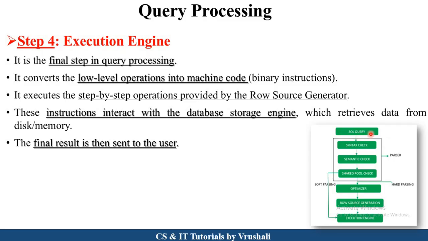Let's revise. There is a SQL query. When you execute the SQL query, first syntax checking is there to check the syntax. Semantic checking is there to check the meaning of the query and the memory state of the query. After that, there is a query optimizer. It decides the best plan of execution. The row source generator actually executes that plan and sends it to the execution engine. The execution engine converts the data into machine code, directly fetches data from the database, and displays an accurate result to the user. So these are the steps of query processing.